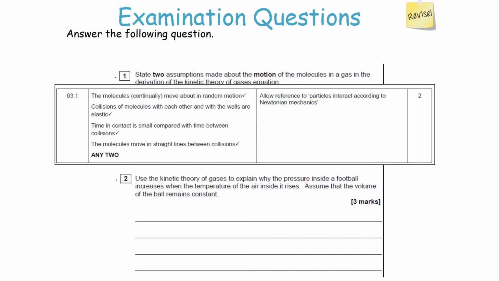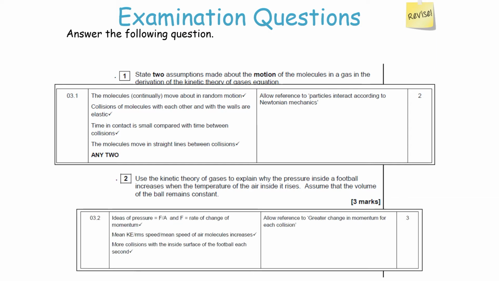Let's now look at the second question. So what do we know pressure is? Pressure is related to the frequency of the collisions of the particles with the side of the football, and secondly how strong those particular collisions are. So it's the idea that pressure is force over area, and force is equal to the rate of change of momentum. If the temperature has increased, that means that the kinetic energy, or the root mean square speed, or the average speed of the air molecules has increased.